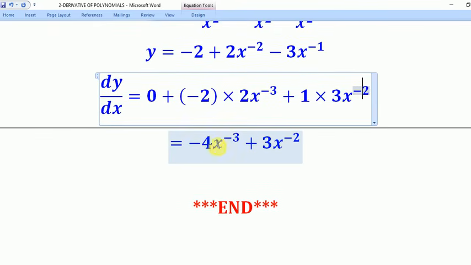Then you can simplify. This will give you negative 4x to the power negative 3 plus 3x power negative 2. So that is how they differentiate polynomials.